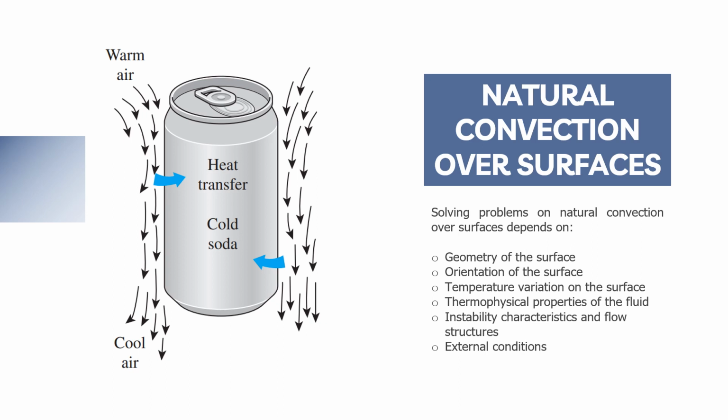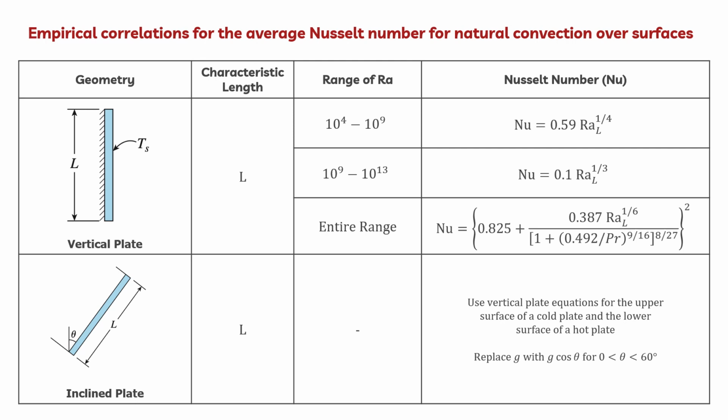Now, for natural convection heat transfer on a surface, this depends on the geometry of the surface as well as its orientation. It also depends on the variation of temperature on the surface and the thermophysical properties of the fluid involved. Heat transfer relations in natural convection are based on experimental studies. Of the many such correlations of varying complexity available in literature for any given geometry, the following table presents the most used empirical correlations for the average Nusselt number.